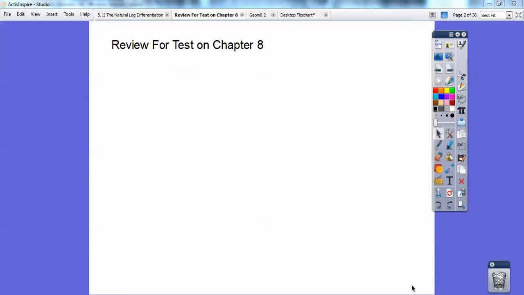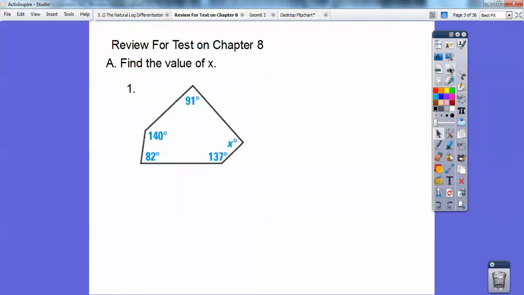Hey folks, this geometry lesson will get you ready for your test on Chapter 8, which is on quadrilaterals and parallelograms and trapezoids and kites and rhombus, rectangles, and oh my, all kinds of stuff.